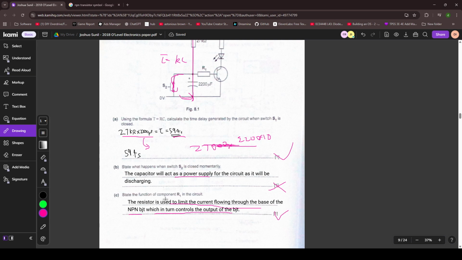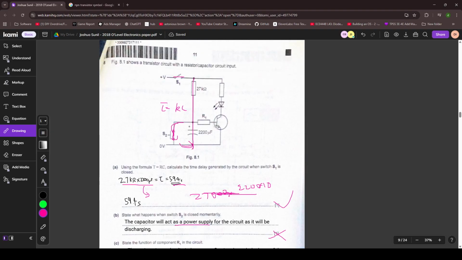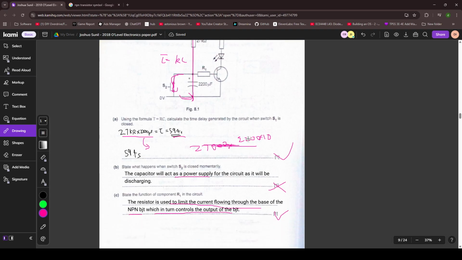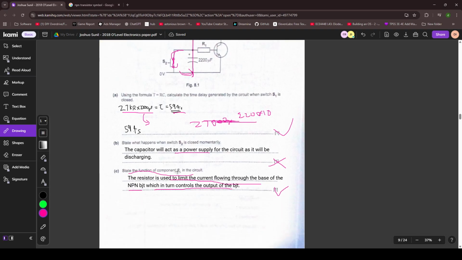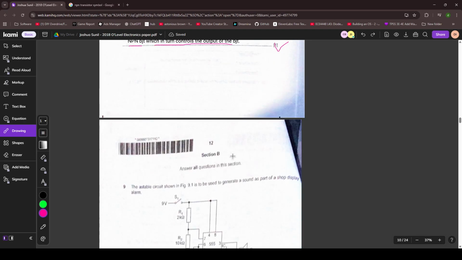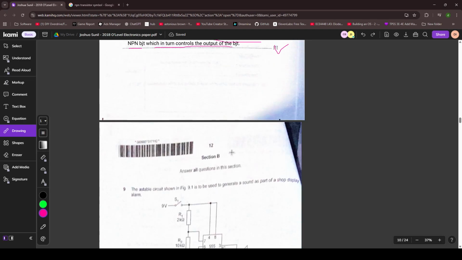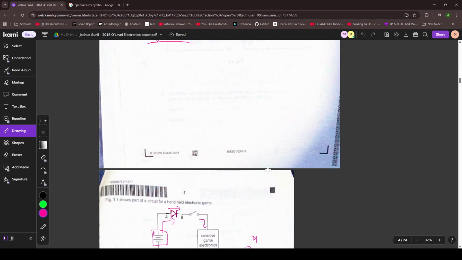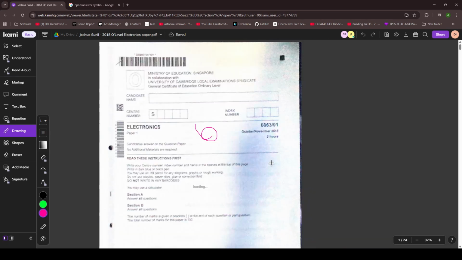of limiting the current. So the point of limiting the current is to ensure that not too much current flows into the base, and if too much current flows into the base, the BJT will get spoiled. So the reason is for protection. They didn't ask you to do it, but it would have been nice if you did. So you get the mark, yeah. Okay, and section A is done. So I'm gonna tally up your marks, and then let's see how much you get.